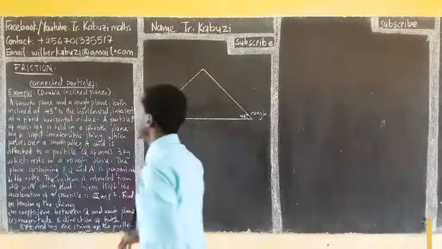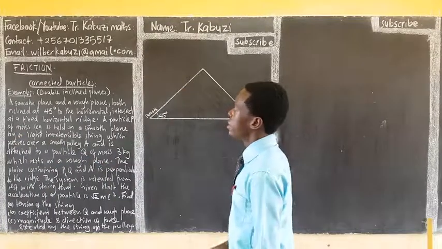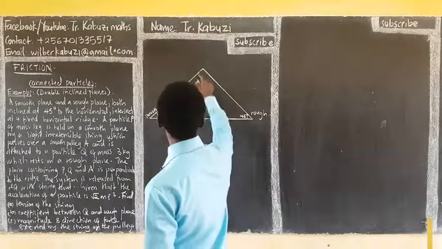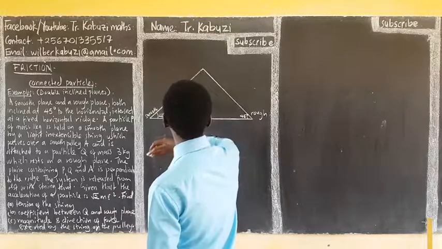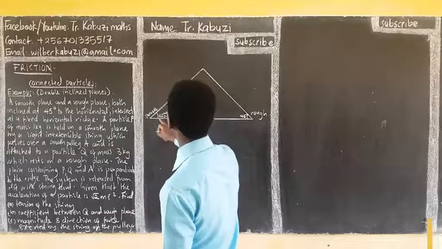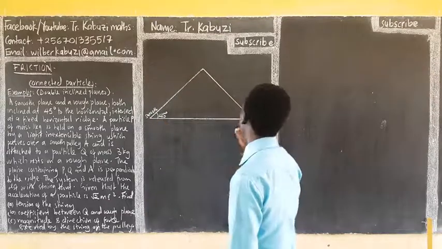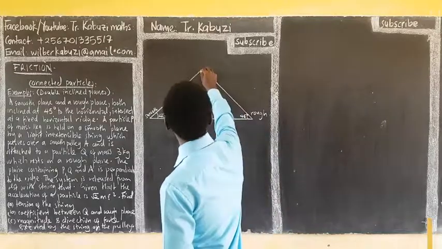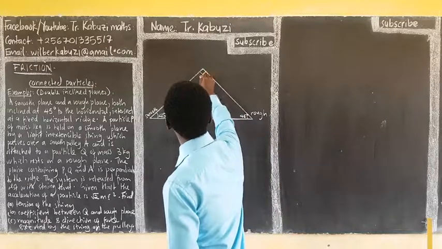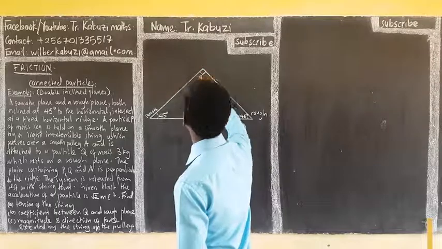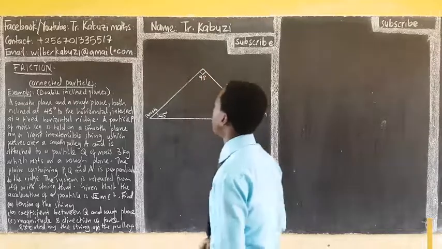Intersect at a fixed point. Horizontal ridge. They are intersecting at this point. So of course, if this is 45 and this is 45, you don't need to be told that this is going to be 90 degrees, like that.